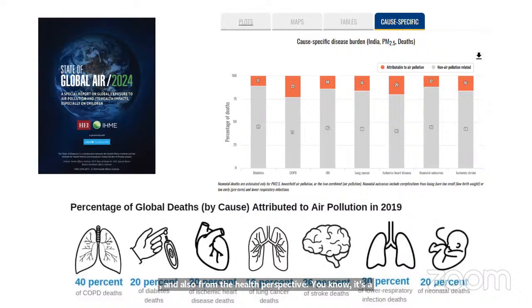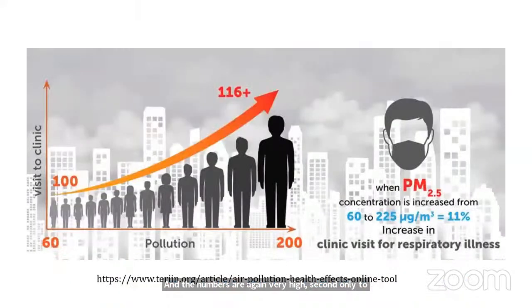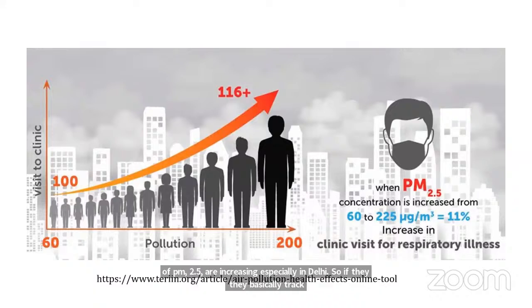This is the latest report from the Health Effects Institute, State of Global Air, and the numbers are again very high, second only to China in terms of overall estimated mortality and other morbidity effects. And this is a study that was done by TERI a few years back, looking at how the immediate respiratory impacts of PM2.5 are increasing, especially in Delhi. They basically tracked hospital admissions at various hospitals, and then the trends in the ambient average PM2.5 pollution.